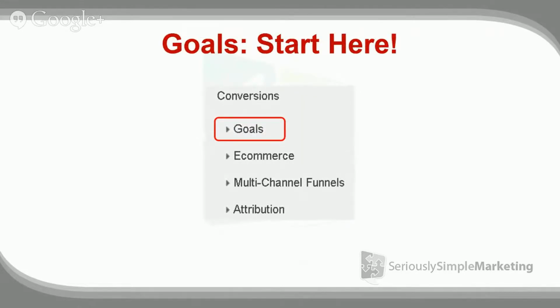Let's talk about goals first, because this is by far the best place to start. Goals are the simplest to set up, right? And they get a little more complex as you go down. So goals are the easiest. E-commerce is moderately easy. Multi-channel funnels get a little more complex, and then attribution is a little more complicated after that. But I'm going to show you all these different parts, at least to introduce you to everything.